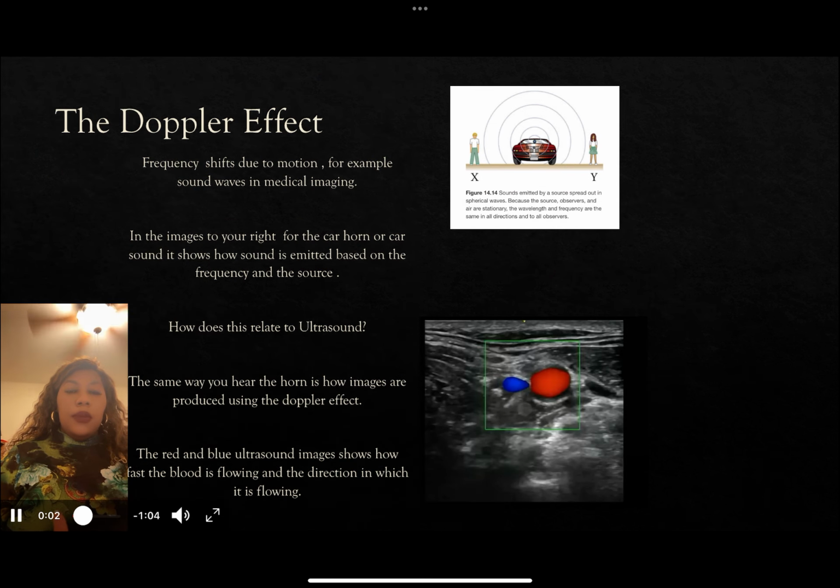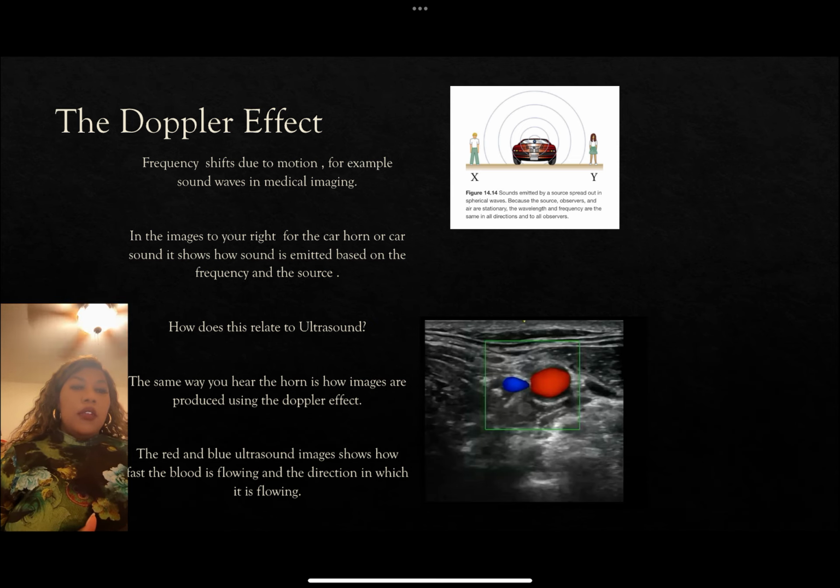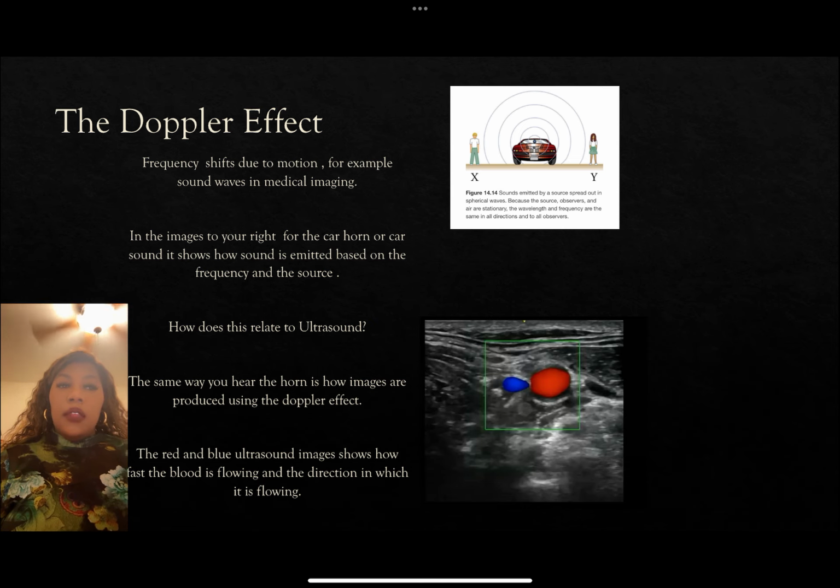The first one that we'll be talking about is the Doppler effect. The Doppler effect is when frequency shifts due to motion, for example, sound waves and medical imaging. In the images to the right, for the car horn or a car sound, it shows how sound is emitted based on the frequency and the source.